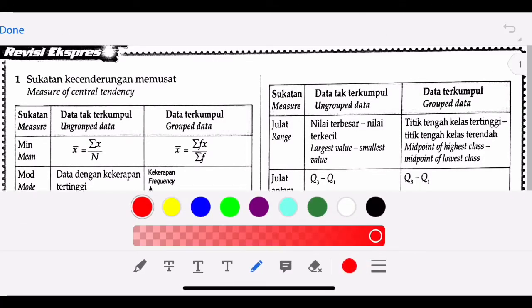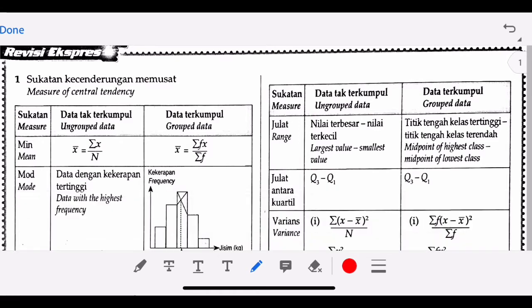Today I would like to discuss statistics. For statistics, actually, you have many formulas. So we start with the measures of central tendency. Actually, we have measures of dispersion also. This one I will do in the next video. So today I will revise all the formulas for the measures of central tendency.